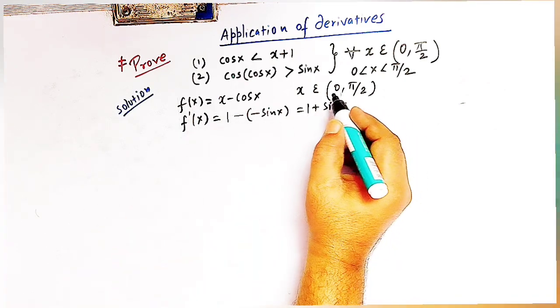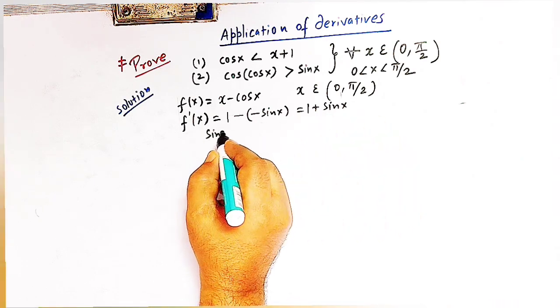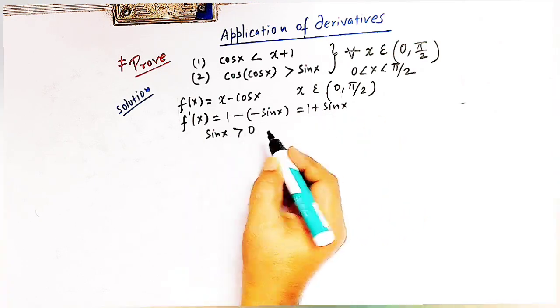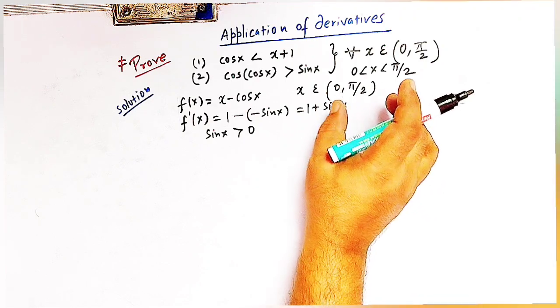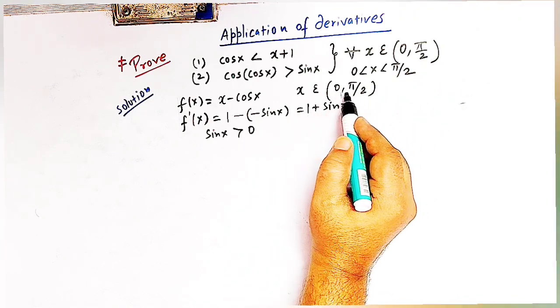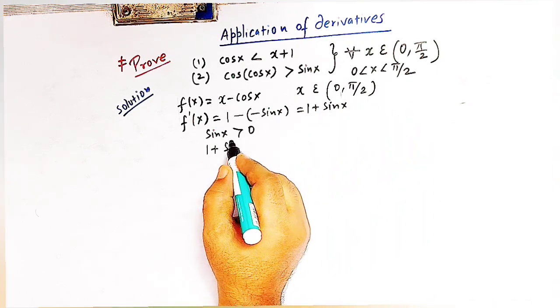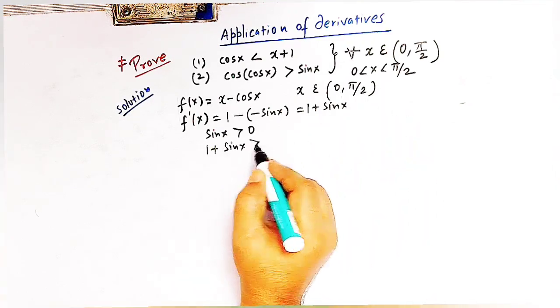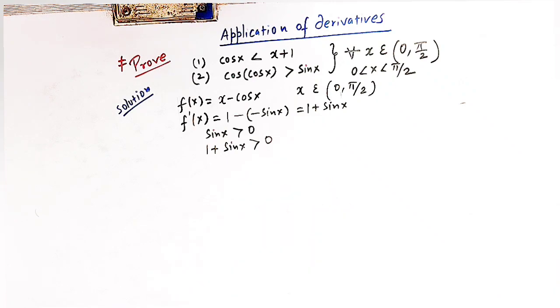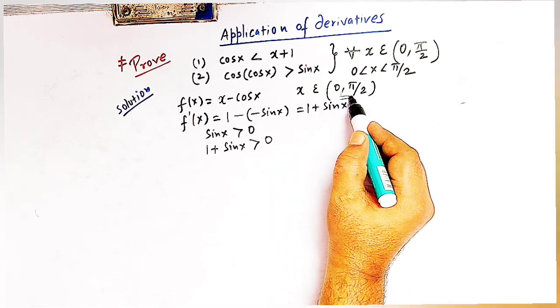And see, this function, that is sine x, is greater than 0, or it is positive in the first quadrant, that is when x belongs to this interval, that is 0 to pi by 2. So obviously 1 plus sine x is also greater than 0, or 1 plus sine x is positive when x belongs to this interval, right?